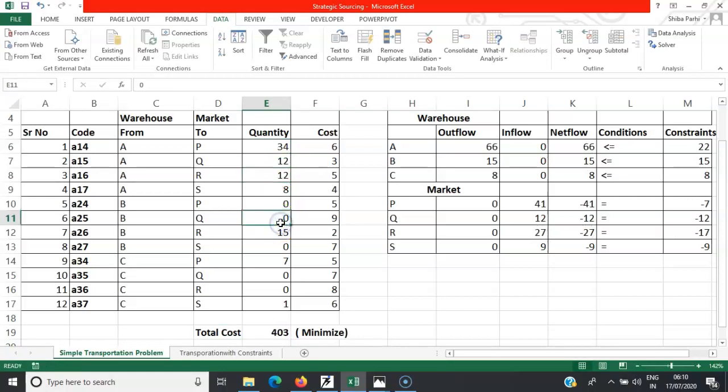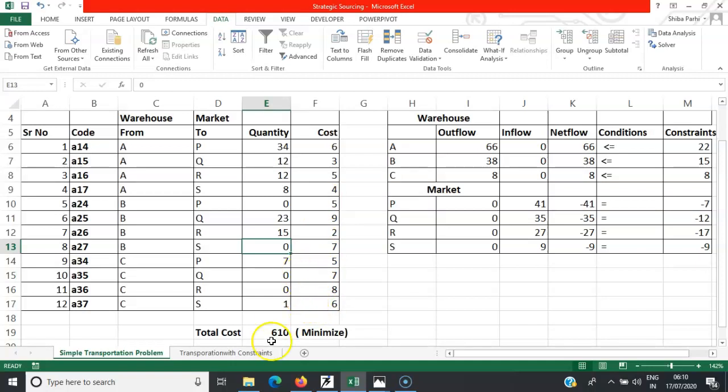So I can put some random quantity initially, and the cost in the different paths, A to P, A to Q, A to R, is already mentioned in the table. You go through the table. So we saw these are the costs that are already mentioned for the different paths.